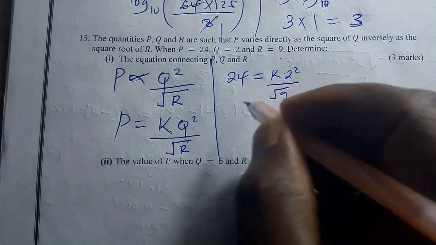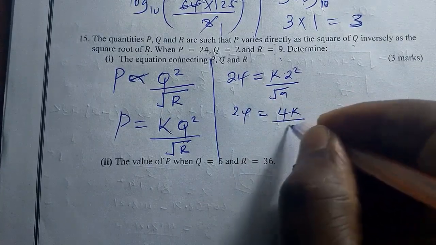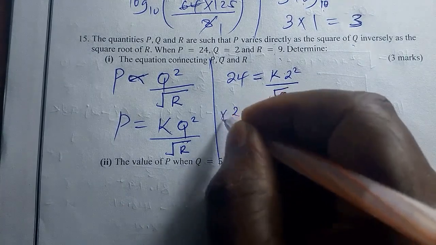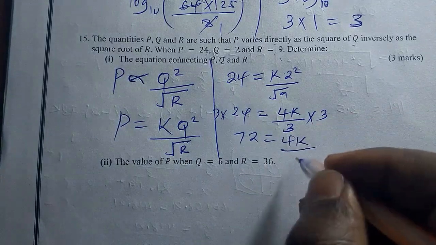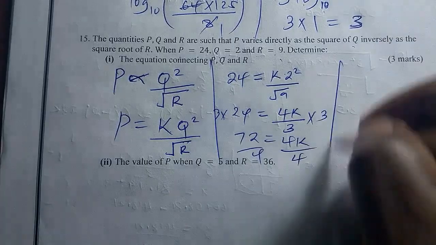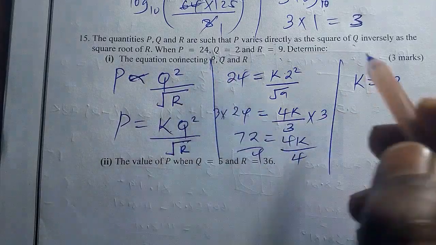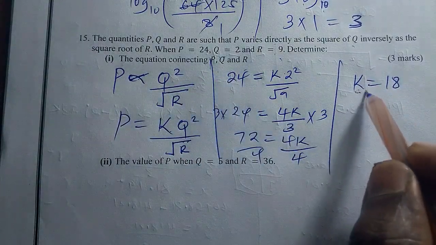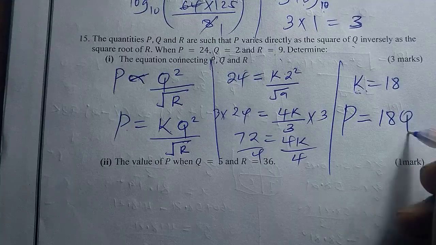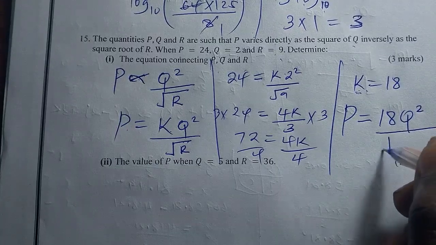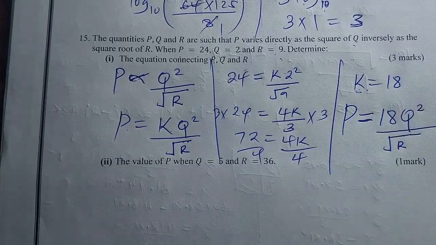So 24 is equal to 4K over 3. Multiply by 3: 72 is equal to 4K. Divided by 4, divided by 4. It means that K is equal to 18. Now the equation connecting P and Q, when you include the value of K, is P equal to 18 Q squared over the square root of R. And that is the equation connecting the three variables.